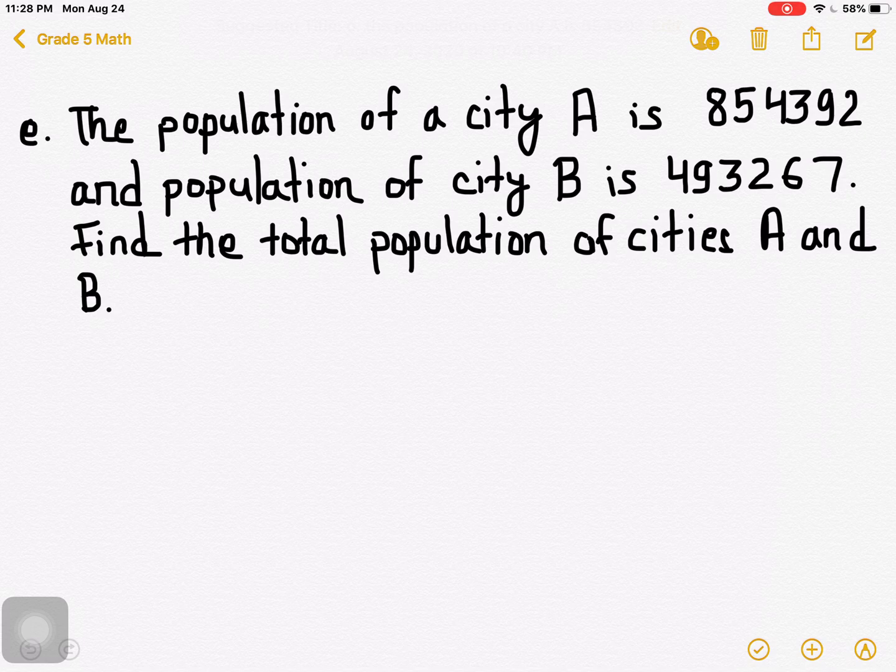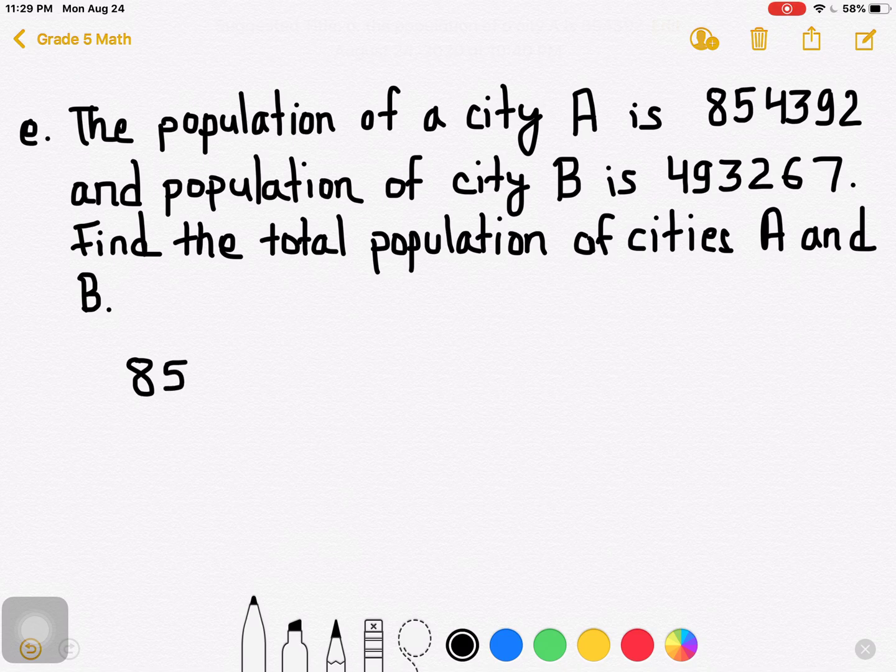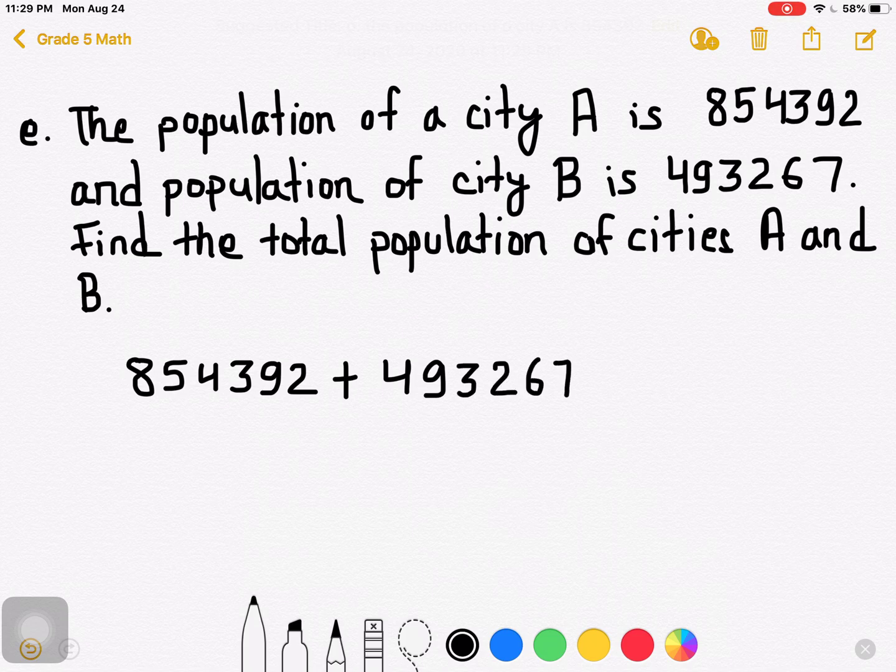Here shortly you can make the problem like, sorry, let me open the marker here. 8,54,392 plus 4,93,267. Now this is the problem.